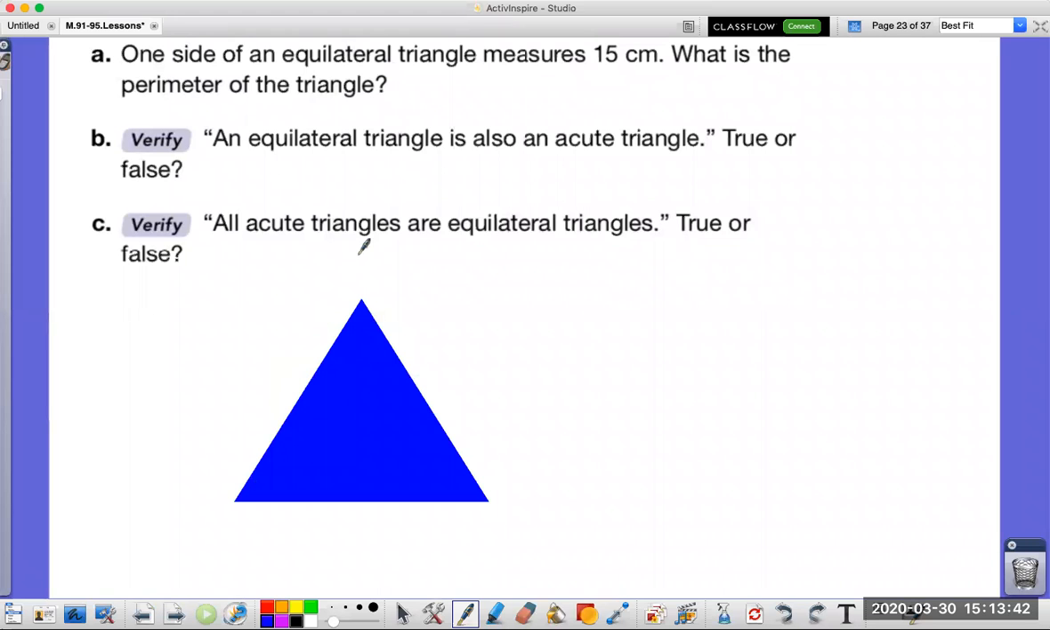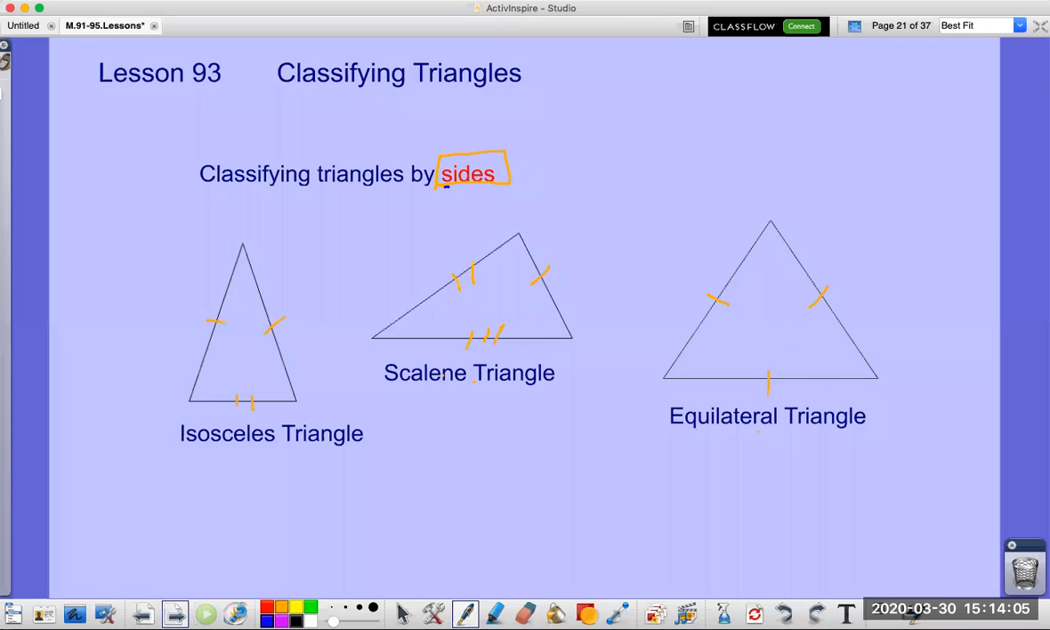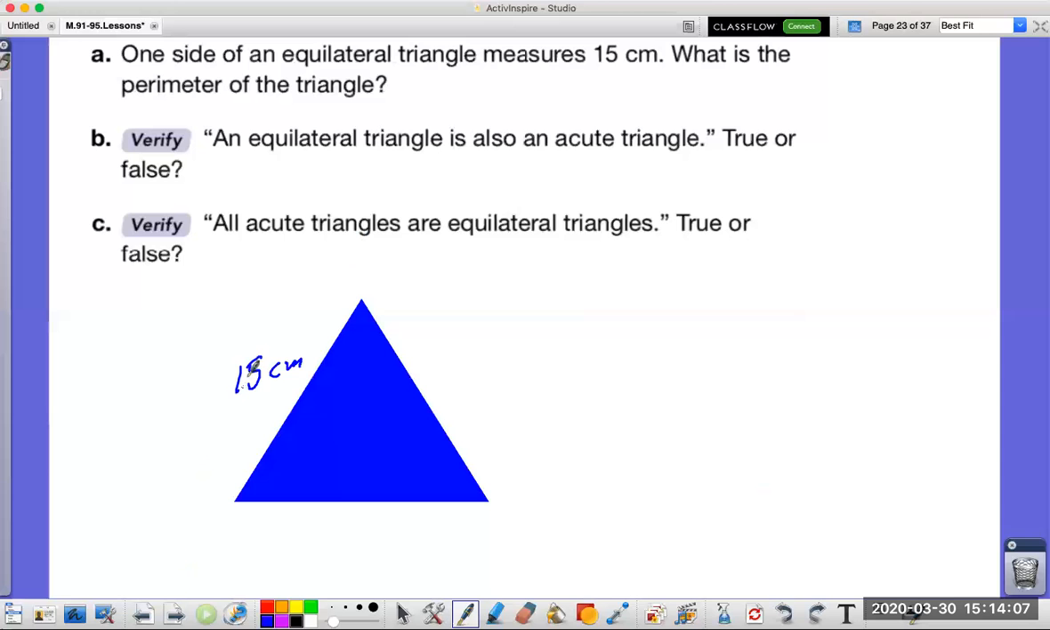Now let's try a few of these. So one side of an equilateral triangle measures 15 centimeters. What's the perimeter of the triangle? So if this side is 15 centimeters, that means in an equilateral triangle, three sides are of equal length. Equilateral triangle, all three sides are equal to each other. So if you're looking at this equilateral triangle, you know this side is also 15 then. You also know this side is 15.